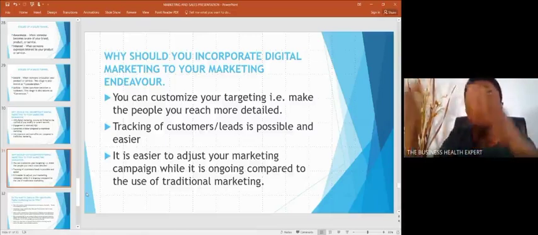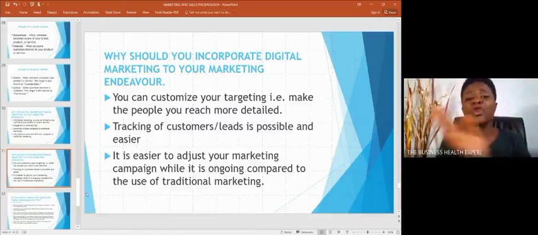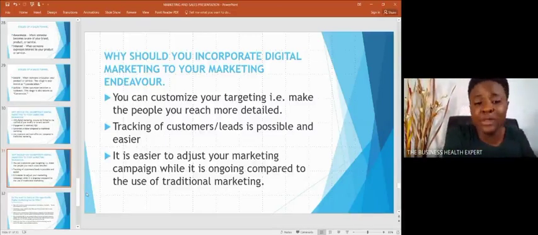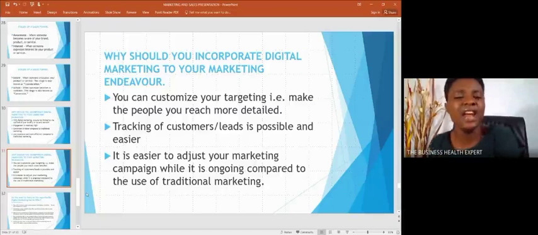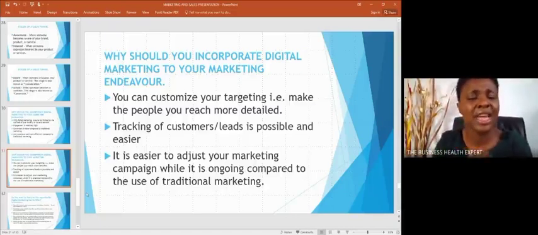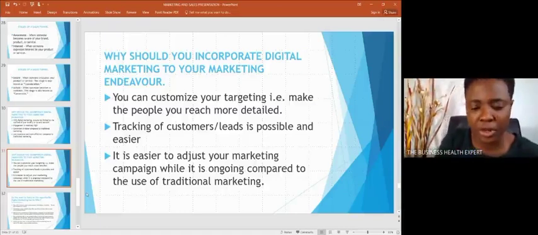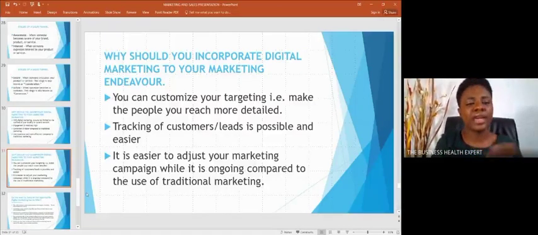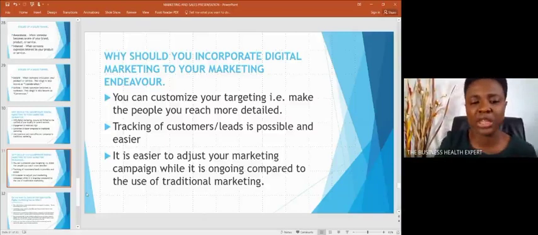But how would they be able to differentiate that it is Tomi they need, or it is not Tomi they don't need, or it is this person they need for their own customers, using billboards or using any form of traditional marketing? So with digital marketing, you can track your customers. It's easier to adjust your marketing campaign while it's ongoing compared to the use of traditional marketing.